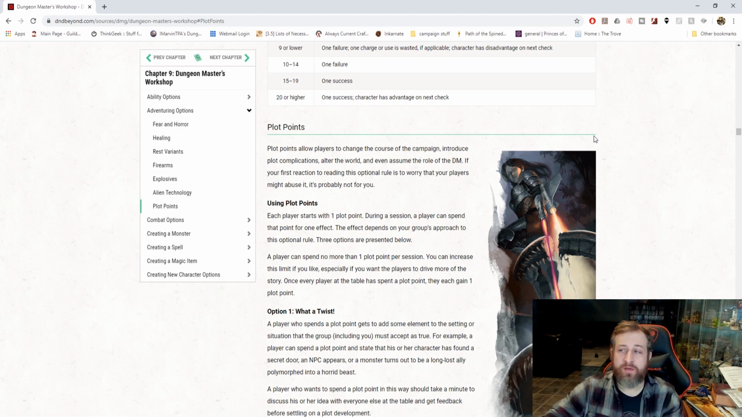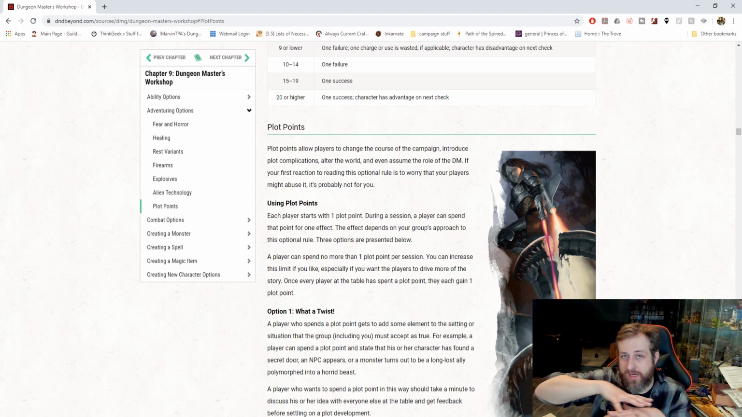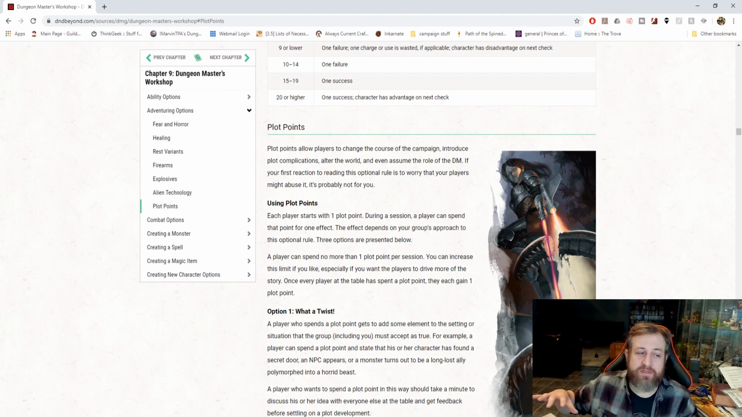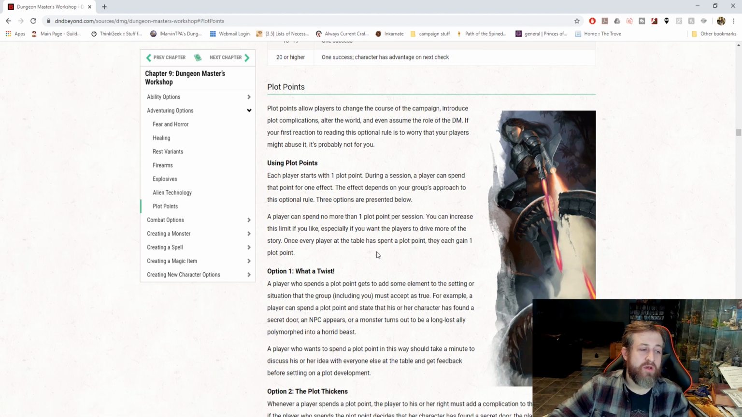So option 1. Remember, this is a regular game that you're playing with your friends, and if you choose to operate plot points, they give you options on how to use it. Option 1 is what a twist, right? Everybody's got a plot point. You're playing your typical session under the option 1 rule. This is how it goes. A player spends a plot point to add some element to the setting or situation that the group, including you being the DM, must accept as true.